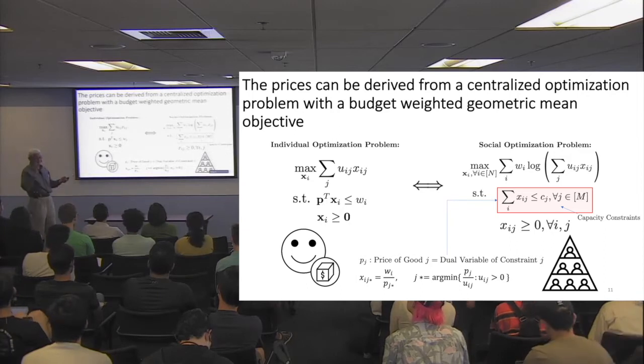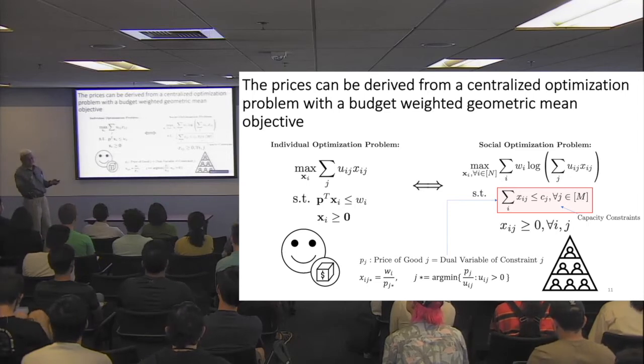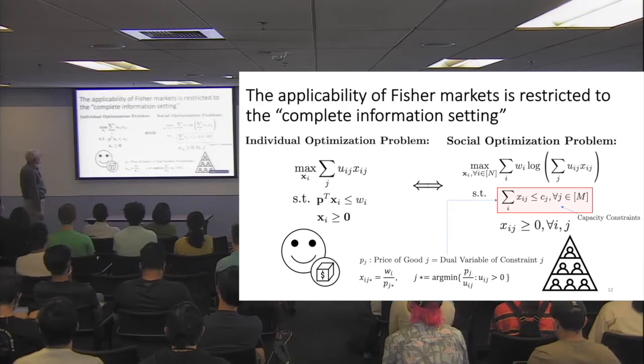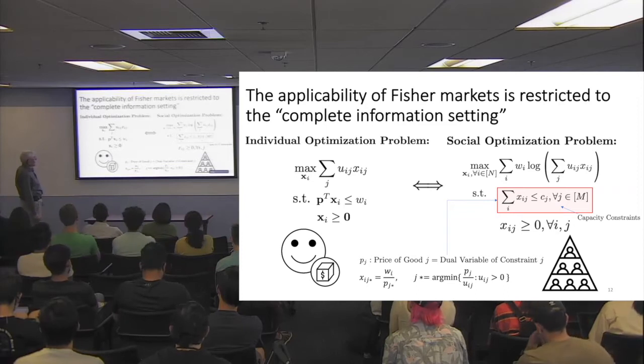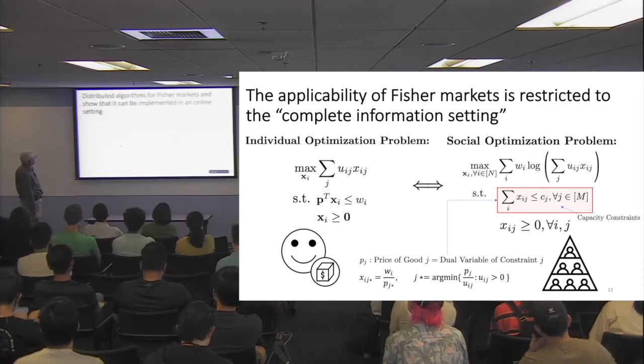Okay, just takeaways: individual optimal and social optimal just coincide. Very, very good for society. So this is the problem, okay? And these are the dual prices, okay?